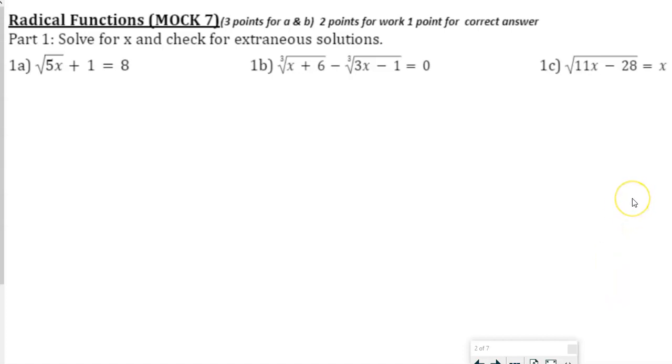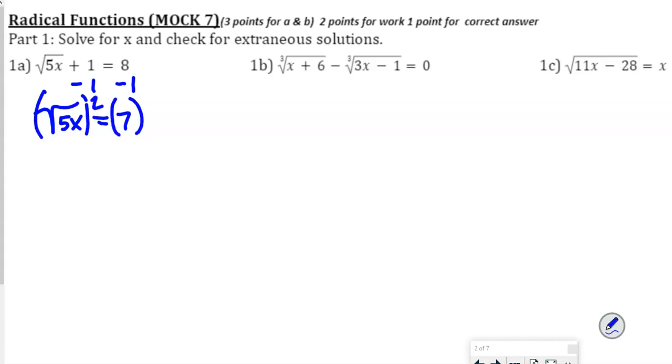So let's go ahead and work through this. The first thing I'm going to do is subtract 1 from both sides. That's going to give me the square root of 5x equals 7, and then I'm going to square both sides, because that's how we get rid of a square root. That's going to give us 5x equals 49. Then we're going to divide both sides by 5. So x is equal to 9.8, okay?